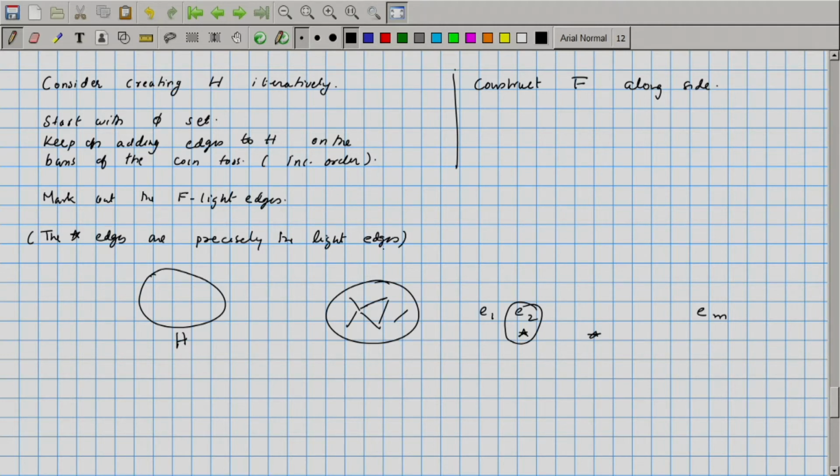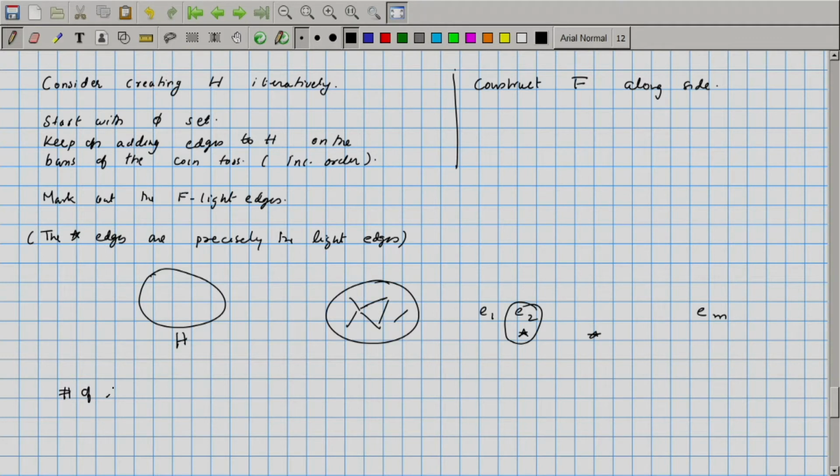Okay. Now, note that this entire thing is the analysis. We are not trying to compute which are the light edges. You can think of it as an alternate definition of the light edges. That is, if you consider the entire construction of H in an iterative sense, in the increasing order of the weights, those edges which could have been added if the coin toss is successful without creating a cycle in F, those are precisely the light edges. So, if we want to count the number of light edges, they are precisely the number of starred edges. Amongst these starred edges, later on some of them would get added to F and the rest would stay there as light edges. Okay. So, we will summarize this by saying number of light edges is equal to number of stars.